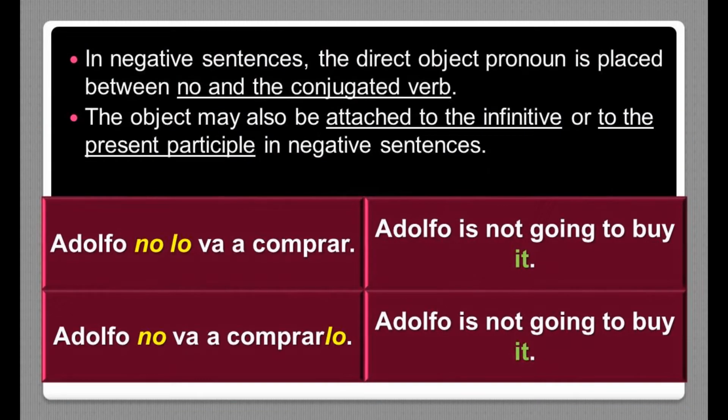In negative sentences, the direct object pronoun is placed between no and the conjugated verb, and the object may also be attached to the infinitive or to the present participle, the NDO form, in negative sentences. Example, to say Adolfo is not going to buy it, you may either say Adolfo no lo va a comprar, that is, lo is placed between no and the conjugated verb, or Adolfo no va a comprarlo, where lo is attached to the infinitive, comprar.